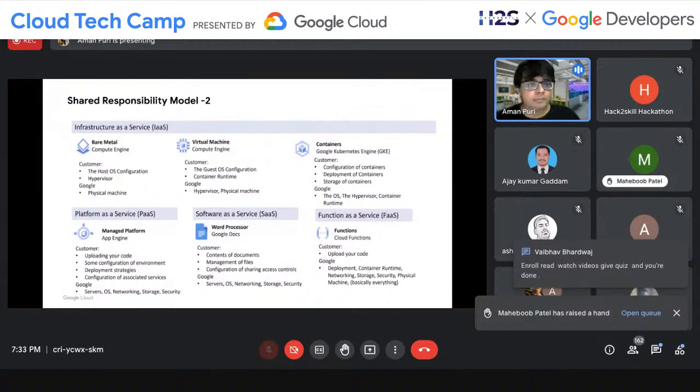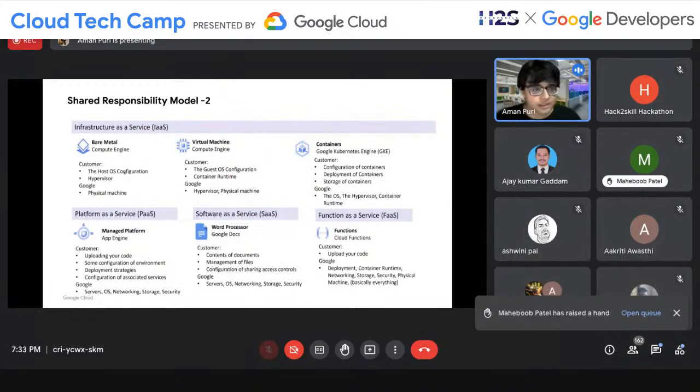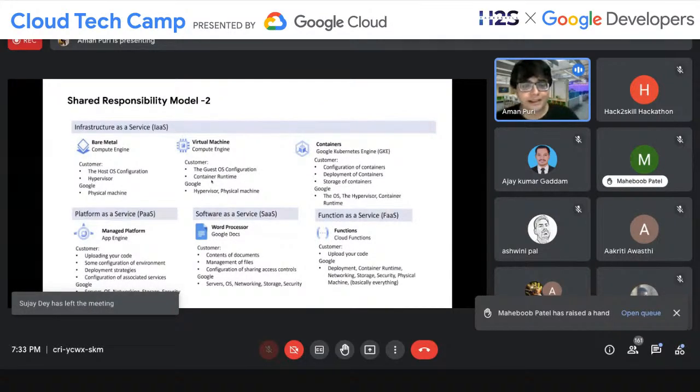Giving more examples on the infrastructure part of these options, if you categorize Google Cloud services as infrastructure as a service, then dedicated servers like bare metal instances, the normal Compute Engine services, or Google Kubernetes Engine come under infrastructure as a service solutions. So here you can see where the responsibility comes in. The guest OS configurations and the container runtime are managed by the customers, but Google generally manages the hypervisor or the physical part of these machines.